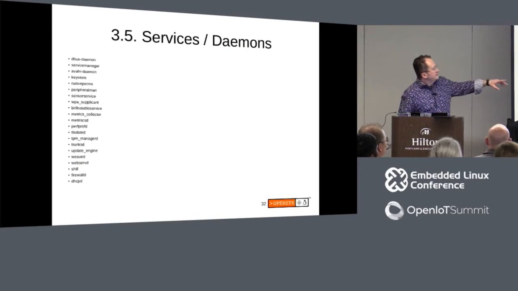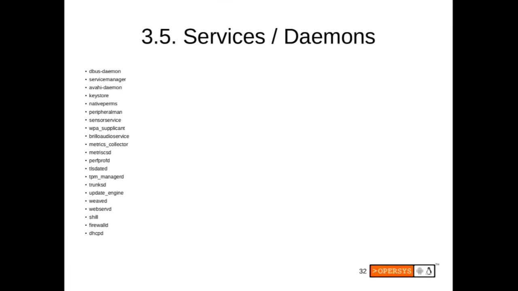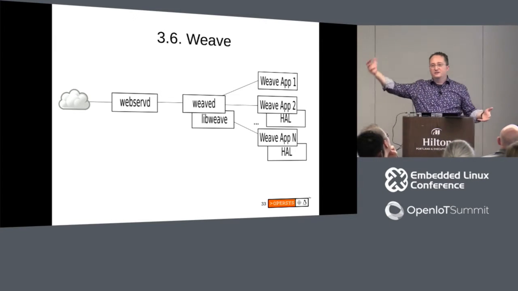They had a whole bunch of daemons they added. This is going to be a bit tiny here, but I'm just going to read out some of them. They had this shill thing, which actually comes from Chrome. This is how Chrome deals with captive portals so that you can connect to the internet and that kind of stuff. And they had weaved and webserved. The way it works essentially is you get a connection to webserved, which hands it off to weaved and then hands it off to the applications. So in other words, your REST API was being handled here and then handed off to Weave, which would then dispatch it to whoever had requested handling for this kind of functionality for that device, okay?